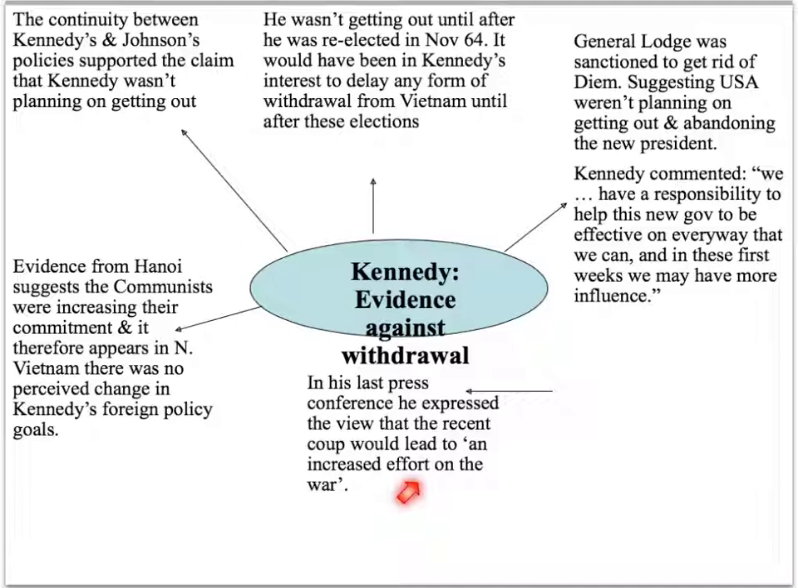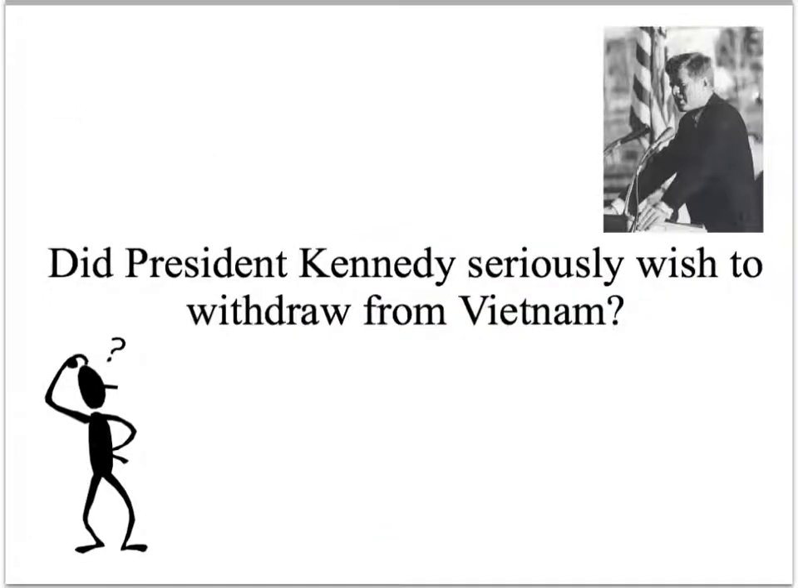Evidence from Hanoi suggests that the communists were increasing their commitment, and it therefore appears that in North Vietnam there was no perceived change in Kennedy's foreign policy goals. Therefore, did President Kennedy seriously wish to withdraw from Vietnam?